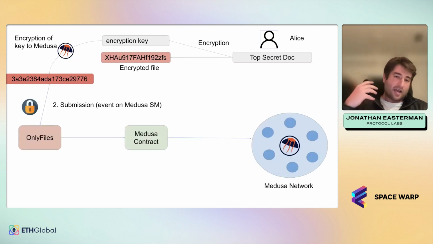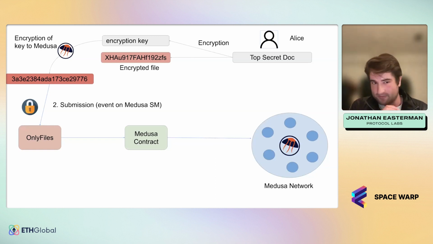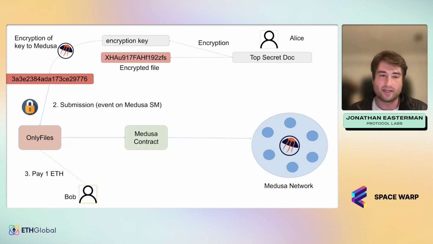And then the next step is, Alice has done all this locally on her computer, and then she's going to submit this encrypted key to the OnlyFiles application. And OnlyFiles is basically going to, in a transaction, have the OnlyFiles smart contract call out to the Medusa contract and basically say, hey, this is the new piece of encrypted content, right? So this is basically a registration step. So now the network is aware of this content.